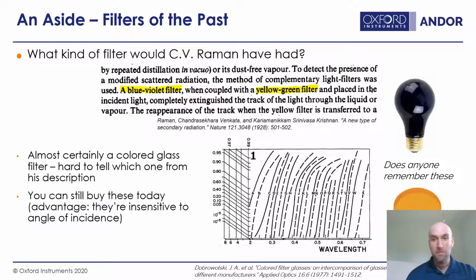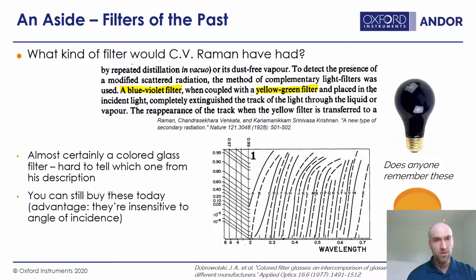So I'm so sorry, an aside to an aside, filters of the past. We talked about the discovery of the Raman effect about 100 years ago. What kind of filter would C.V. Raman have actually used? He mentions a blue-violet filter and a yellow-green filter, but doesn't give a catalog number or something like you would see today, probably because there weren't catalogs in the same way. It was almost certainly a colored glass filter, hard to tell which one from his description.